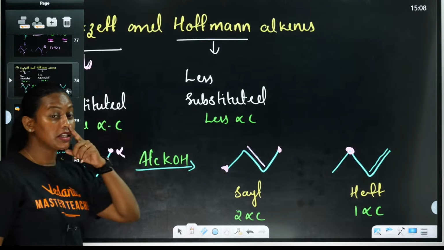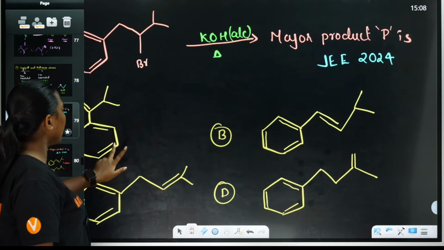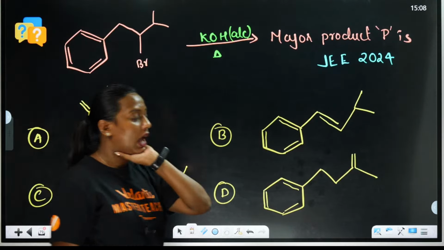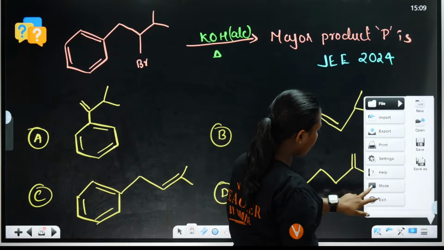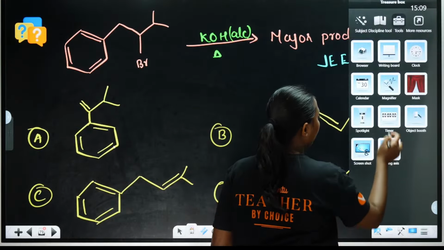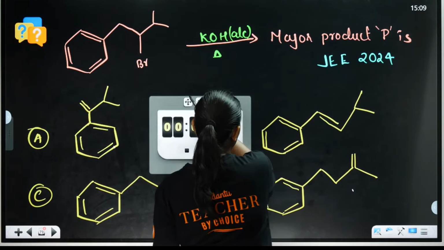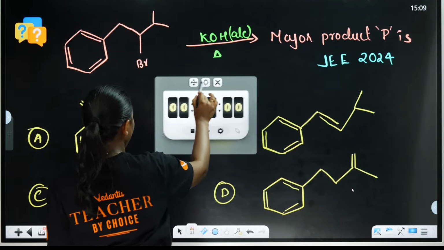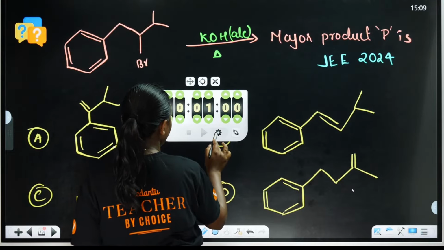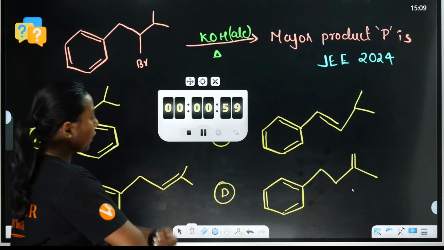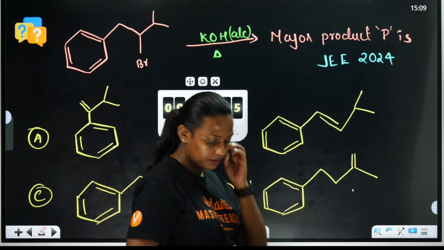So then I will give you a question. Guys, are you ready for a question? It's a JEE 2024 Mains question. So, timer. This is option B. I don't have space, so I will fix it here. So what is the product? Major product. What is the major product?